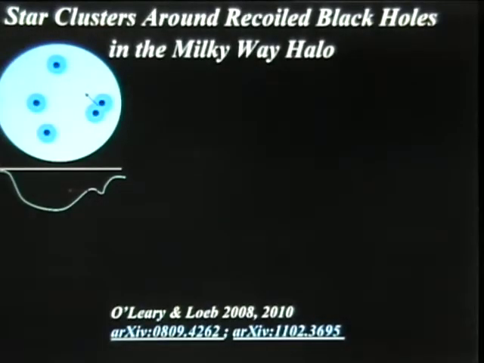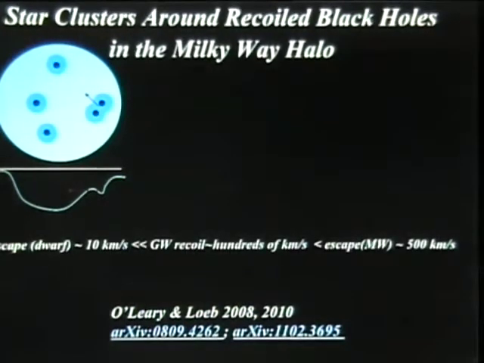Another interesting implication of these kicks is that as we assemble, for example, the Milky Way galaxy out of small building blocks, you can imagine that every merger of the small building blocks may have produced a binary black hole system that resulted in a kick. And these building blocks had shallow potential wells. These were the dwarf galaxies that made the Milky Way galaxy. And so a kicked black hole with a few hundred kilometers per second could easily escape the shallow potential well of a dwarf galaxy, which has an escape speed of 10 kilometers per second or so.